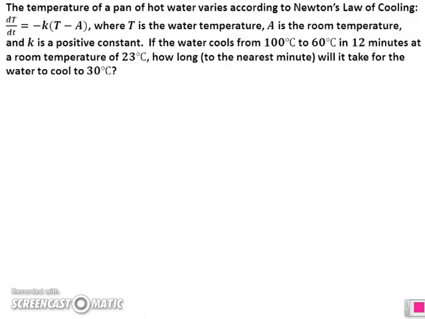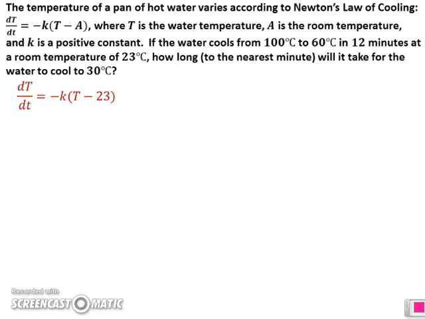Okay, our next one is our Newton's law of cooling example. The temperature of a pan of hot water varies according to Newton's law of cooling with that differential equation dT dt, where big T is the water temperature, A is the room temperature, and K is a positive constant. If the water cools from 100 degrees Celsius to 60 degrees Celsius in 12 minutes at a room temperature of 23, how long, to the nearest minute, will it take for the water to cool to 30 degrees Celsius?